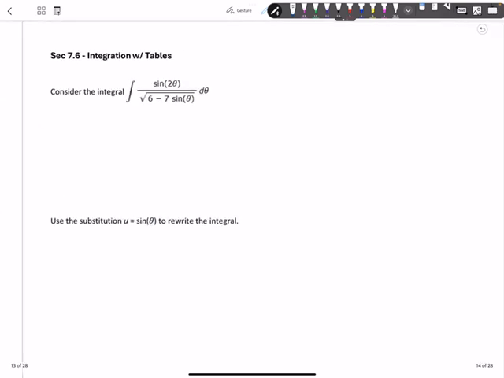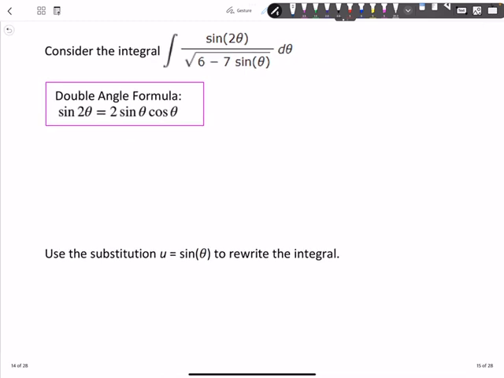All right, the next problem that I have here is the integral of sine of 2 theta divided by the square root of 6 minus 7 times sine theta d theta. So the first thing I'm going to have to do here, since we have sine of 2 theta and sine of theta, I'm going to use a double angle formula. And the one I will use actually is going to be sine of 2 theta is equal to 2 times sine theta cosine theta. And I'm just going to rewrite my expression.